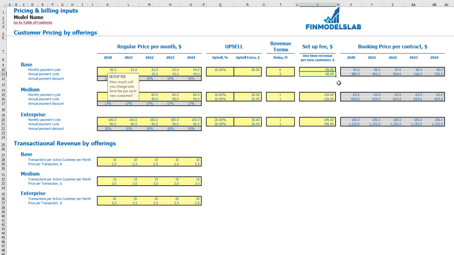Additionally, you can input the setup fee or one-time revenue per new customer to set up his account. If you don't need that, you can just input 0. If you need, you can keep it or adjust it, for example, to $50.